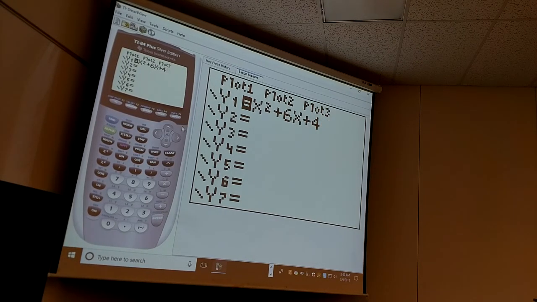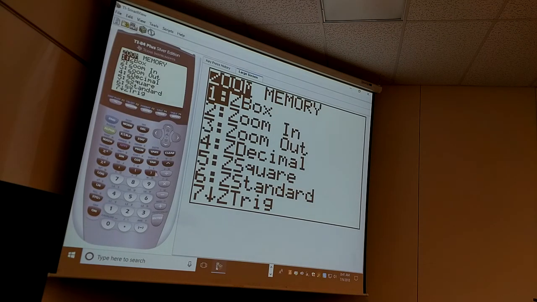All right, is everybody with me that wants to play along? This is 11-2, number 46. What do I hit to make sure my window isn't all freaky? What do I hit to make my window start off normal? Zoom 6, because that's Zoom standard. If you hit Zoom, right in the middle up there, Zoom 6 is the standard window.